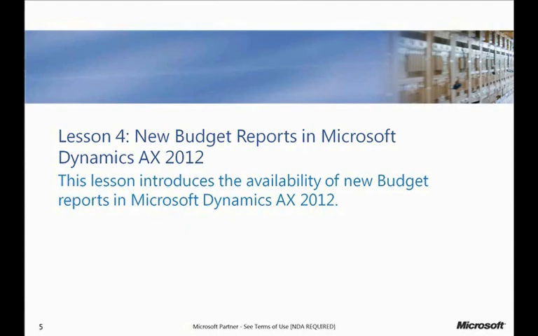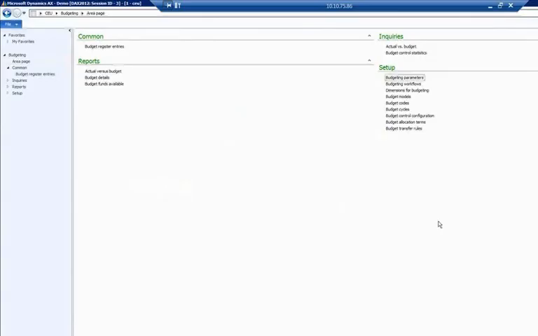The new reports added in Microsoft Dynamics AX 2012 specific to budgeting include the Budget Funds Available report, the Actual versus Budget report and inquiry, the Budget Detail report, and the Budget Control Statistics inquiry. The first report is the Budget Funds Available report. It allows you to view each portion of the Budget Funds Available calculation, calculated as it relates to the financial dimensions that you use in budget control.